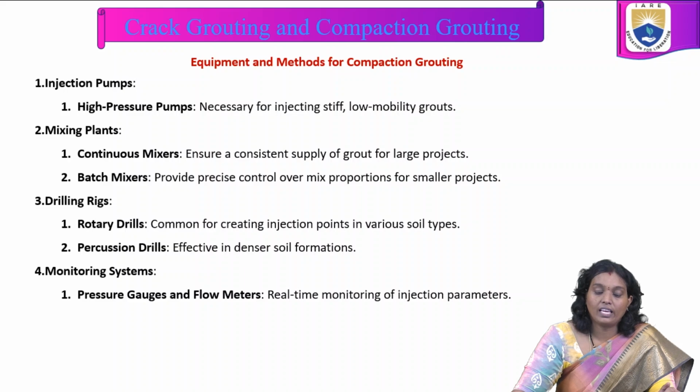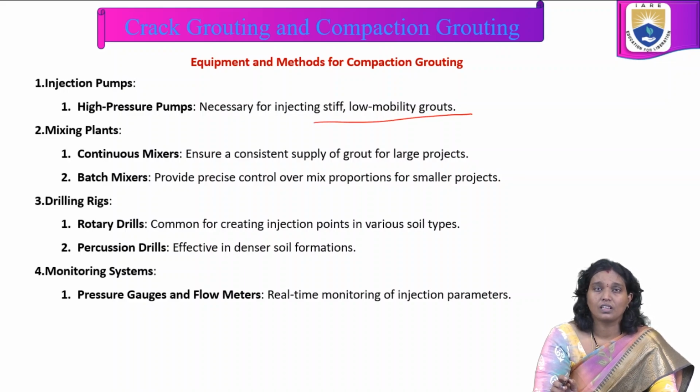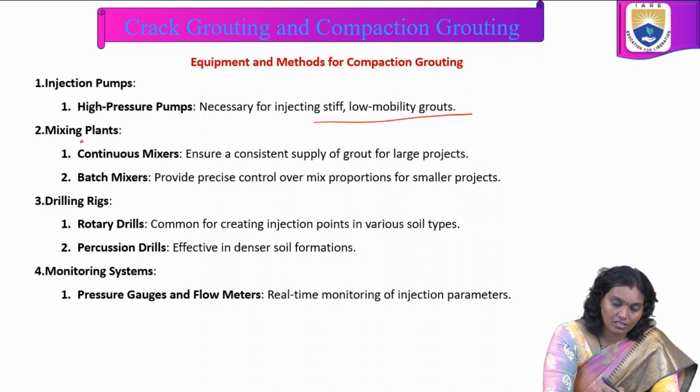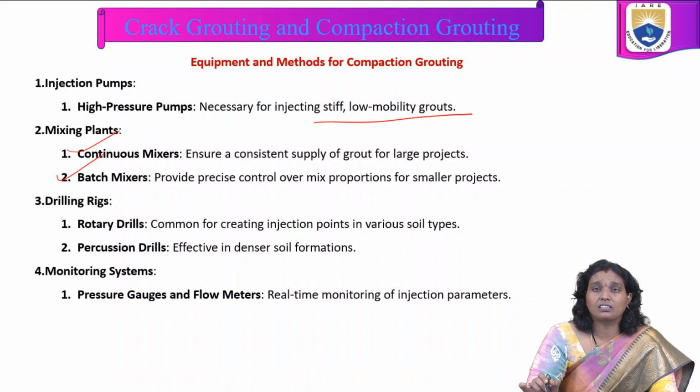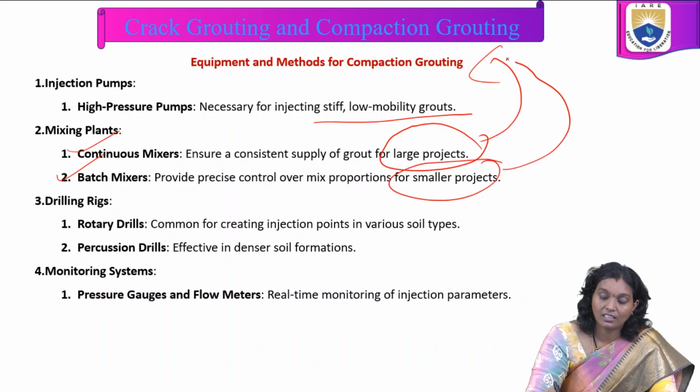Coming next, move on to the equipment and methods for compaction grouting. Injection pumps, mixing plants, drilling rigs, monitoring system. In this, high pressure pumps are necessary for injecting stiff and low mobility grouts. Mixing plants: continuous mixers ensure a consistent supply of grout for large projects in compaction grouting. Batch mixers provide precise control over mix proportions for smaller projects in compaction grouting.